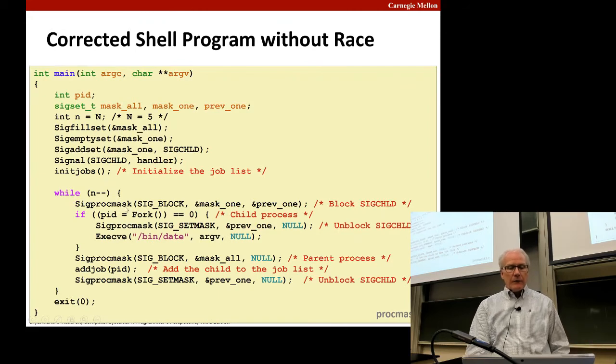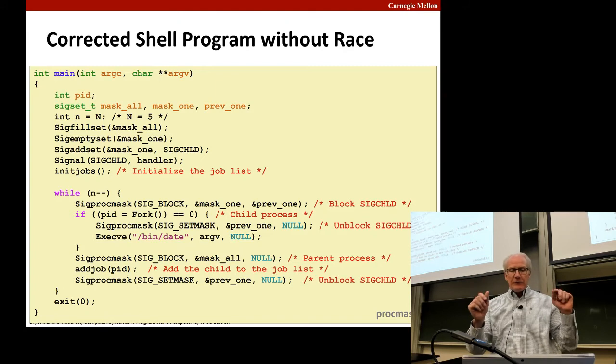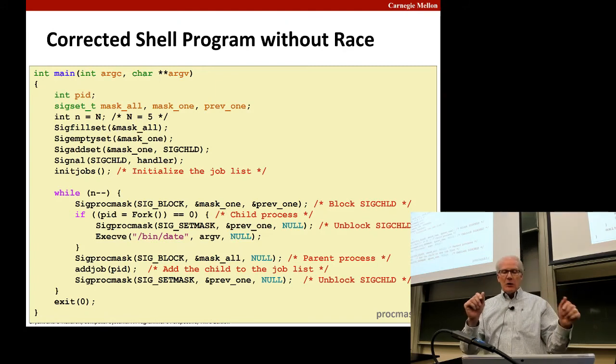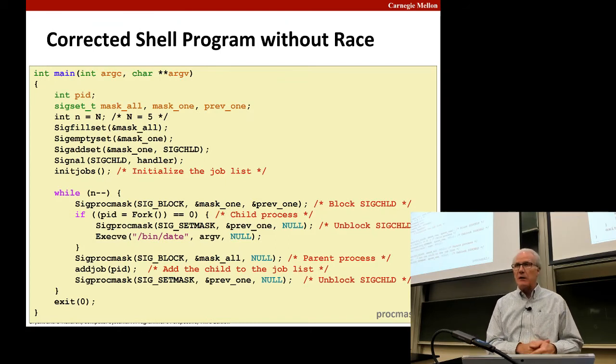So the basic idea is the correct way to handle this is to block SIGCHLD before you call fork, and then block all of them, add the job, and then go back and unblock everything. And then within the child, it has to unblock some of these too. So this use of blocking as a way to control what kind of events can happen is subtle and pretty tricky and pretty important.